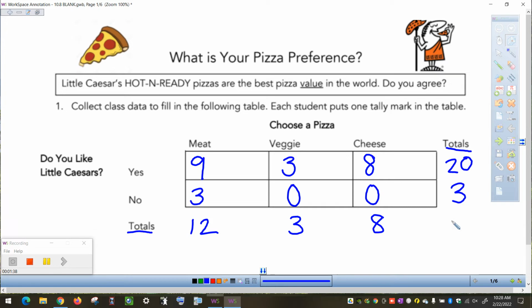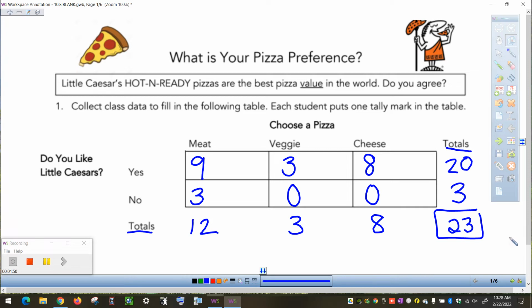And then we could add together either the 20 and the 3 from the row totals, or we can add together the 12 plus 3 plus 8. Those are all of our column totals. Either way, we should get to our grand table total of 23 students. That's the amount of people that we just collected information from.